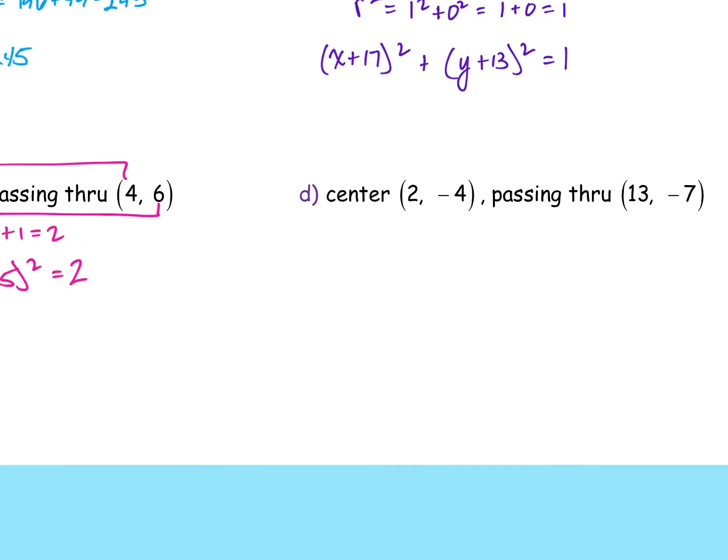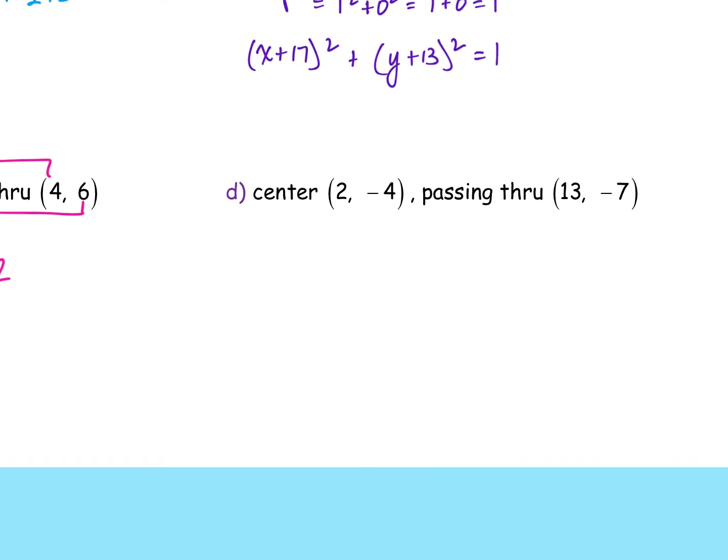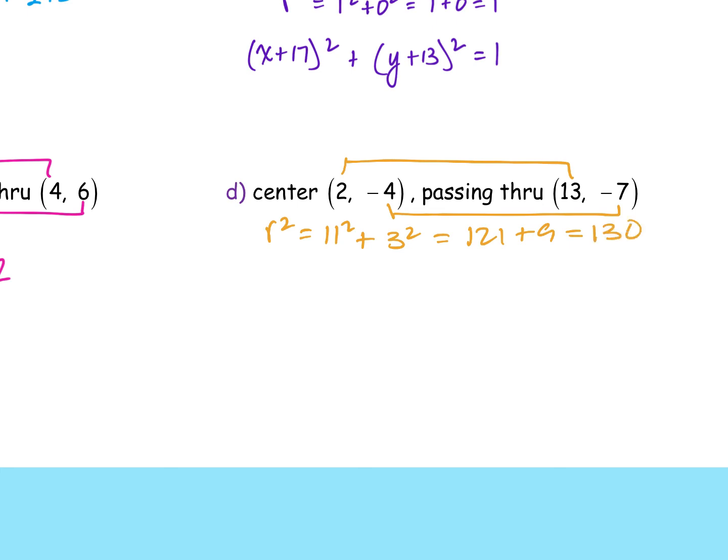And then lastly, on the last question, the distance between my x's is 11 squared, and the distance between my y's is 3 squared. So it'd be 121 plus 9, which is 130. (x - 2)² + (y + 4)² = 130.